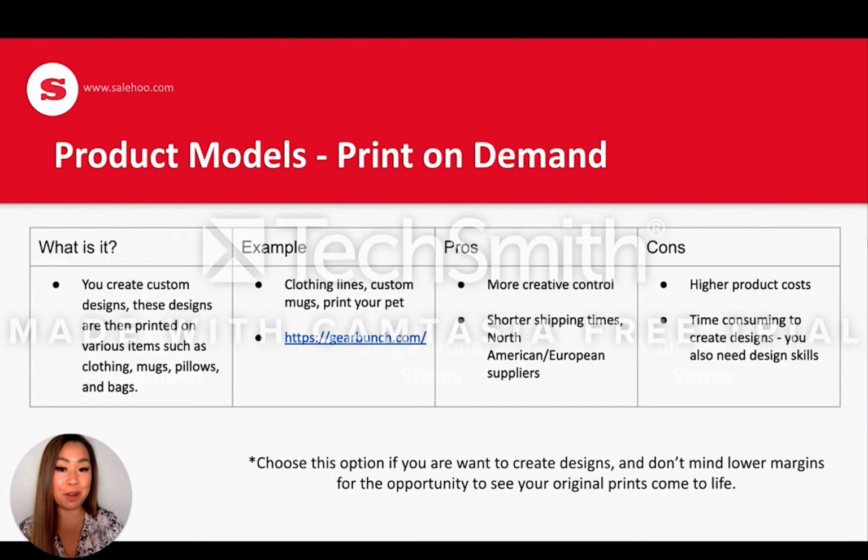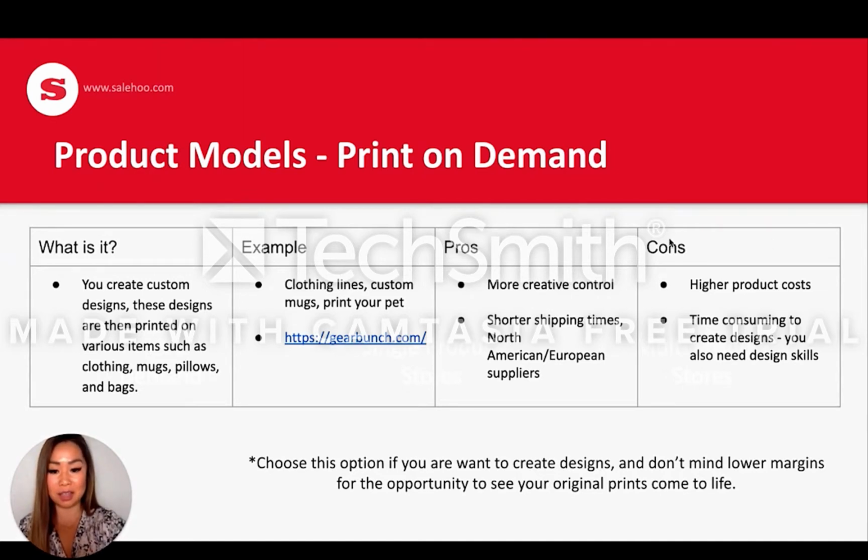All right, so the first product model is print on demand. What print on demand is, basically, is that you are the creator of your own designs. So this is a good model if you want to have a lot of creative input into the products that you're going to be selling. Basically you create graphic designs, send them to your supplier. When somebody places an order, the supplier will then print that design onto a blank product and send it to your customer for you. Some examples of this are clothing lines and custom mugs. If you've seen print-your-pet companies where you submit a picture of your pet and get it printed on a blanket or socks, that's also print on demand.